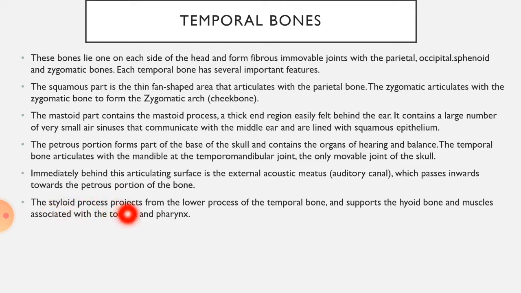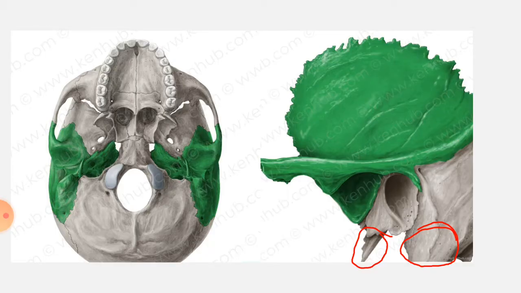The styloid process projects from the lower surface of the temporal bone and supports the hyoid bone and muscles associated with the tongue and the larynx. So this is the structure that we have already discussed, and this part will articulate with your zygomatic bone. This is the squamous part of your temporal bone, and this will join with the parietal bone and form the squamous suture.